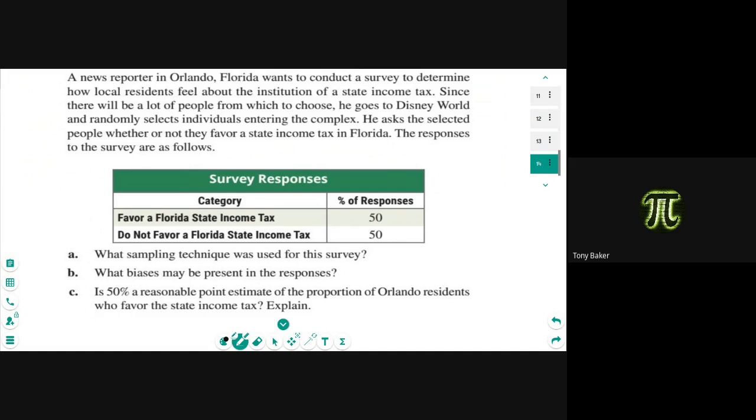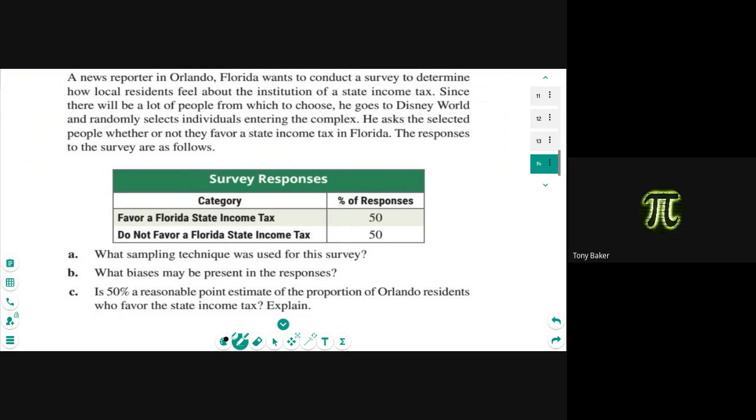Even if people from Orlando are going there, they're probably ones that have extra money, and they may be against the taxes because they don't want to give away their extra money. But in that respect, most people in Orlando probably don't go to Disney World on a regular basis, if at all. So they probably work there. That'd be about it.